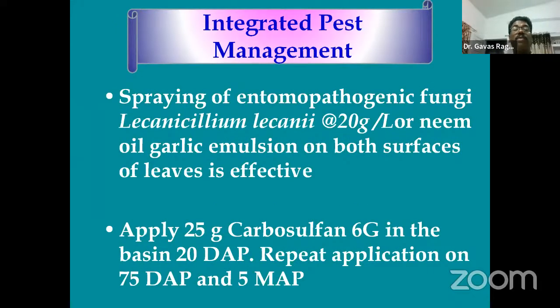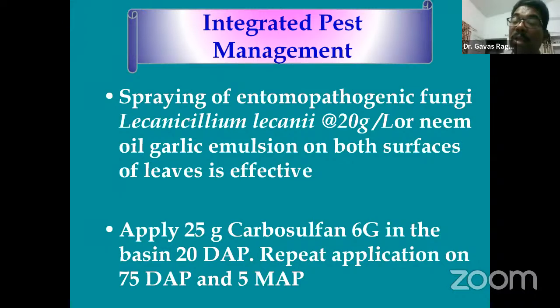We also recommend spraying of entomopathogenic fungus, which shows specificity in managing sucking pests of banana. Especially the name of the EPF is Lecanicillium lecanii. Earlier it was known as Verticillium lecanii. And the application dose is 20 gram powder formulation per liter. Also, the emulsion spray on both surfaces of the leaf is found to be effective against banana aphids.